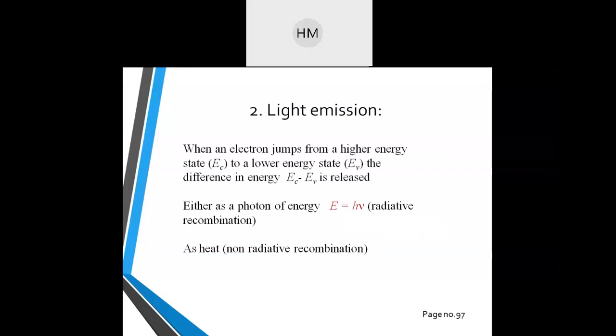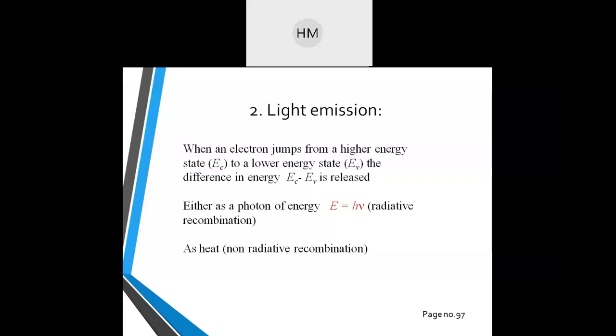Light emission. We all have seen the basic techniques of absorption, emission and radiation. हमने देखा था, सारे diagrams ही हमने draw कर रखे हैं. So when an electron jumps from a higher energy state to a lower energy state, the difference in the energy is released in the form of a photon. We all know. So photon energy is given by E is equal to h nu.